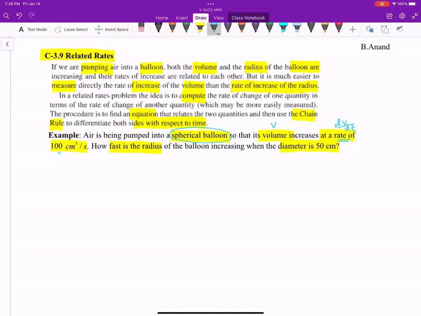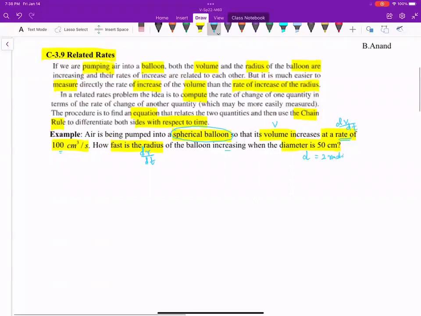How fast is the radius of the balloon increasing? It's not asking for the radius, but it is asking how fast the radius of the balloon is increasing. What it is asking is dr by dt, provided r is the radius, when the diameter is 50 centimeter. What is the diameter in a sphere? Twice the radius, correct? So 2r is equal to 50 centimeter.